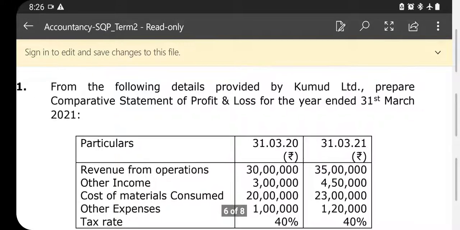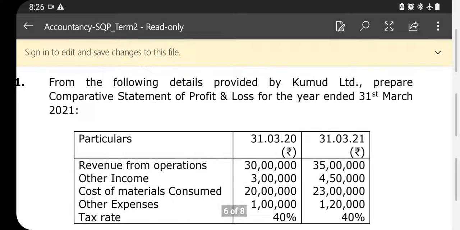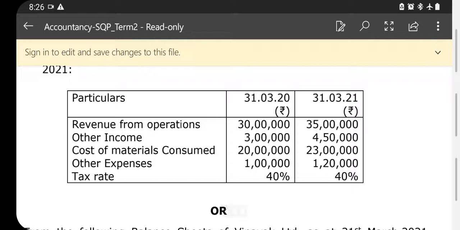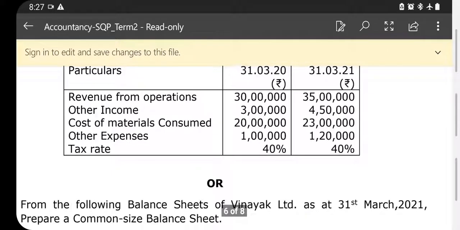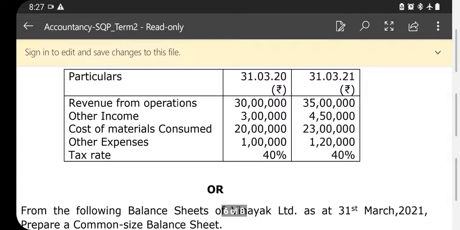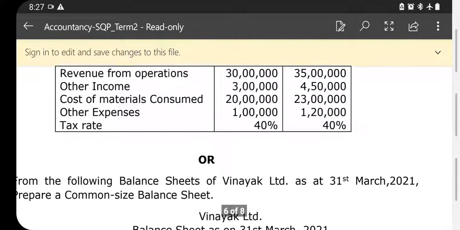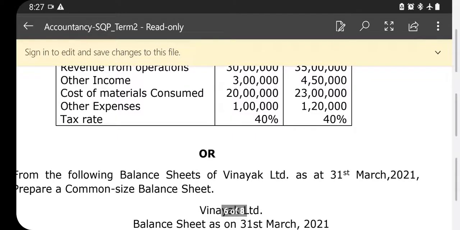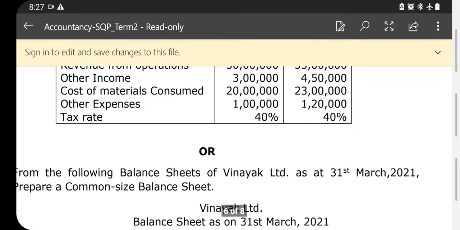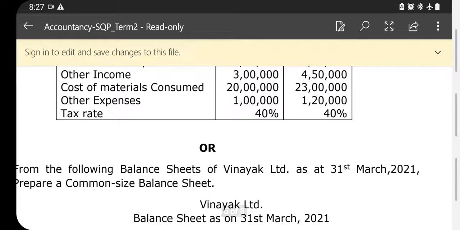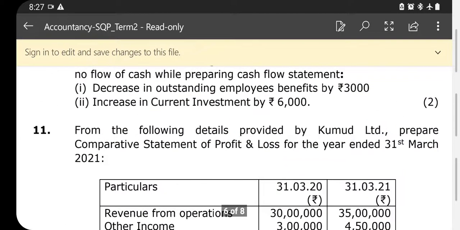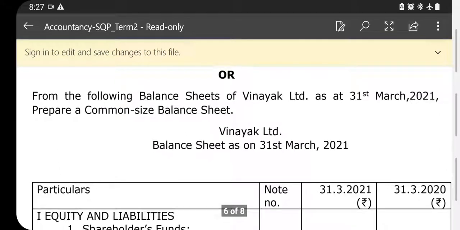11th question, from the following details provided by Kumud Limited, prepare comparative statement of profit and loss for the year ended 31st March 2021. Particulars, 31st March 2020, 31st March 2021: revenue from operations 30 lakhs, 35 lakhs; other income 3 lakhs, 4 lakh 50,000; cost of material consumed 20 lakhs, 23 lakhs; other expenses 1 lakh 20,000; tax rate 40%. So this is the 11th question, either or, anyone you can attempt.